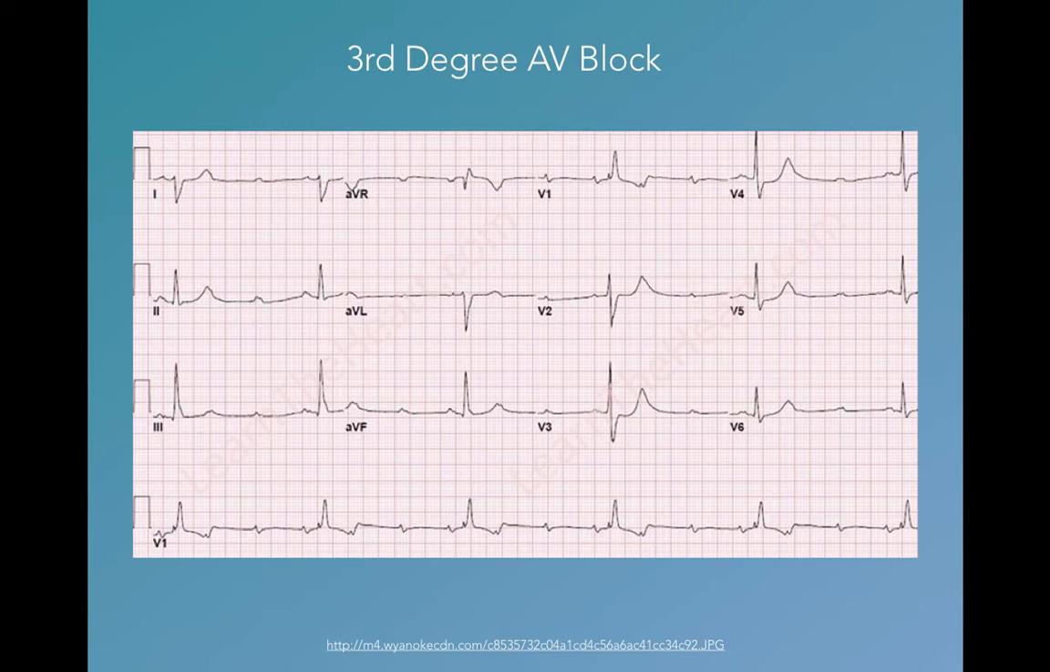And then you have these faster P waves, which actually look biphasic, and I'm going to talk about that later. But you can see that the rate of the atrial beats is much faster, and you can see that there's 2 or 3 in between each QRS complex. They're marching along at their own pace, so this is known as dissociation between the atria and the ventricles.